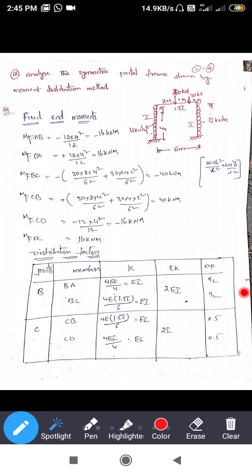In the same way, I am taking joint C. Here it has two members, one is CB, another is CD. So the same formula is applied. We got these values. So at CB, we got distribution factor 0.5, nothing but 1 by 2. CD is 0.5, that is also 1 by 2. So this is the process for finding the distribution factor.